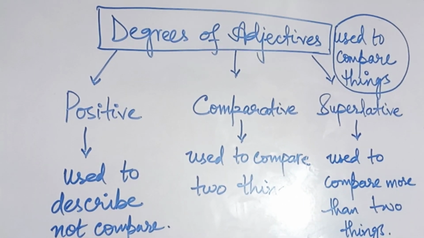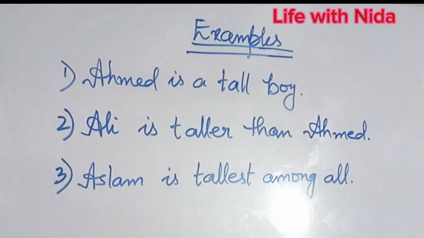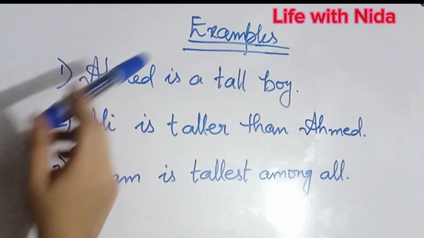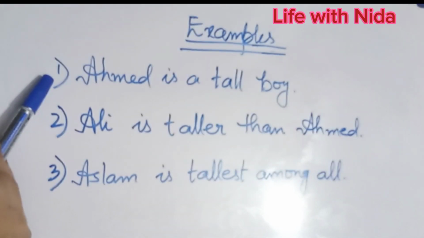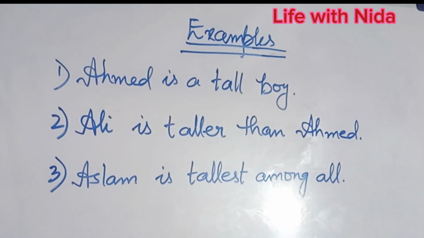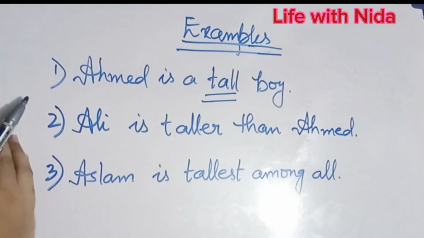Now let me explain with the example to make it more clear. Number 1, Ahmad is a tall boy. So tall is an adjective here which is describing the height of Ahmad. So it is describing a noun. So it is a positive degree.